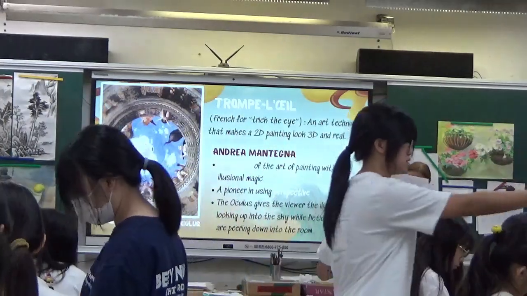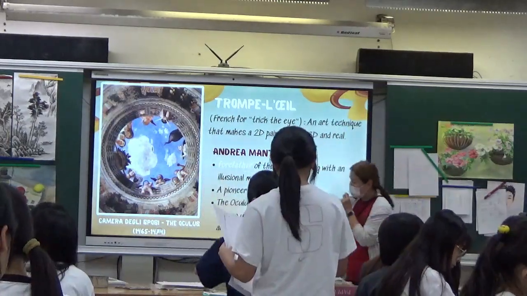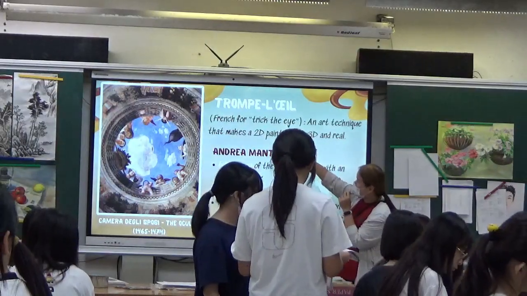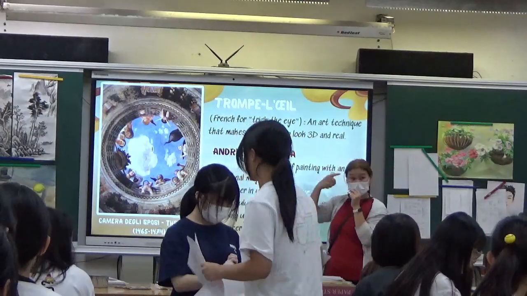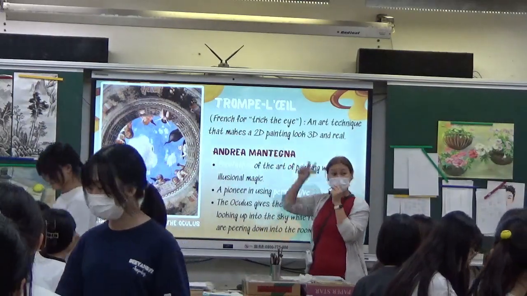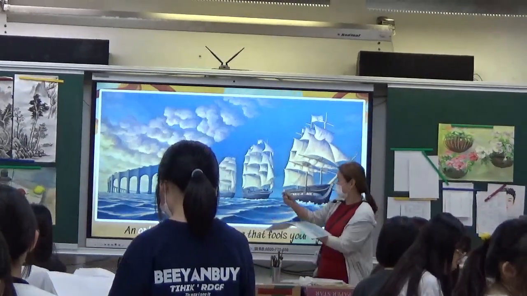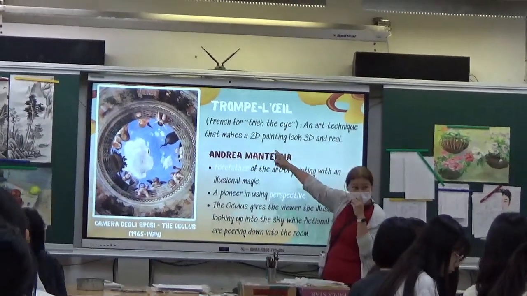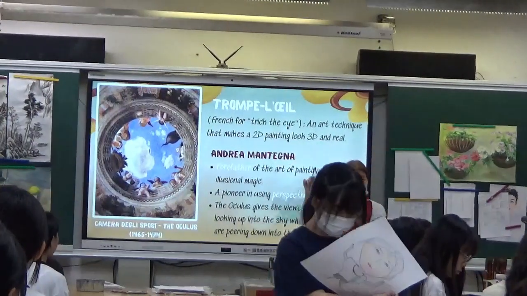So the first technique, it was a long time ago. Let's start this technique first. This technique is called trompe-l'œil. It's from a French word. The meaning is to trick the eye. It's an art technique that makes a 2D, two-dimension painting, 2D means flat surface, look like a 3D, three-dimension, meaning like this is 3-dimension. You can touch it.